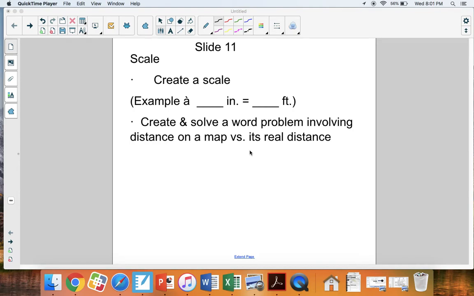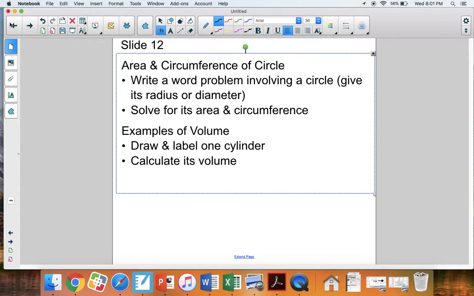Good morning, pre-algebra. You have two slides that you need to do today, so you need to make sure that you're on slide 11 and slide 12.